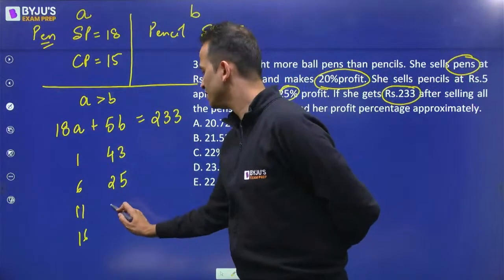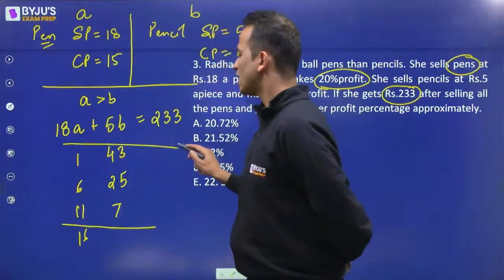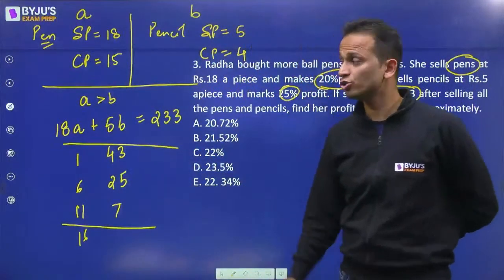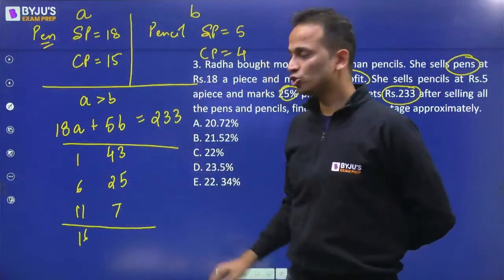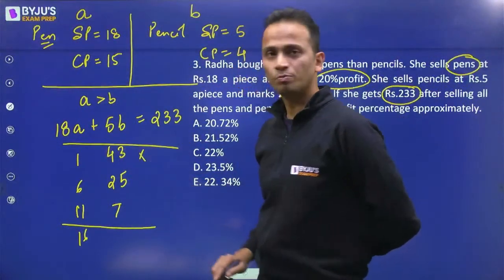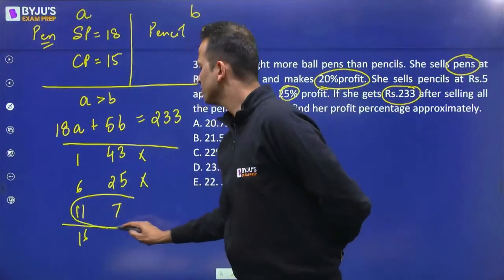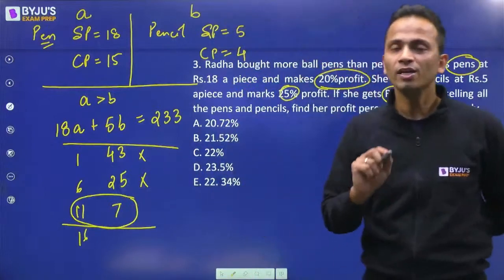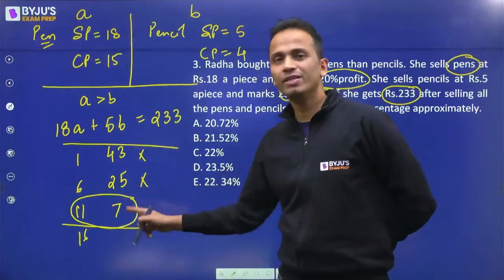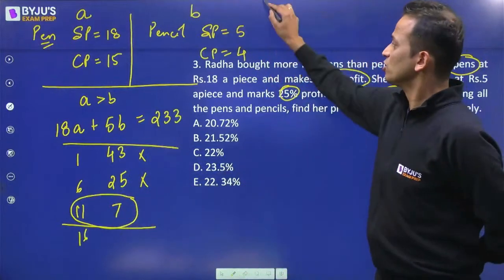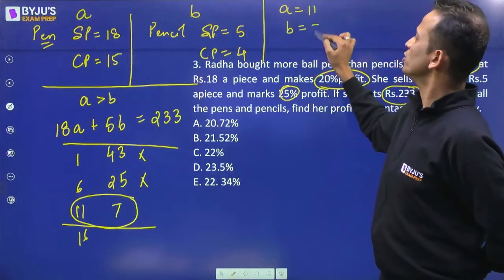25 minus 18 is 7, and then it will have a negative value. So these are the three positive integral solutions of this equation. Now it is given that a is greater than b. So a is greater than b, not possible. This solution is rejected. A is greater than b in only one of the possibilities, one of the possible values of a and b, 11 and 7 respectively. So now I've got that a is equal to 11 and b is equal to 7.